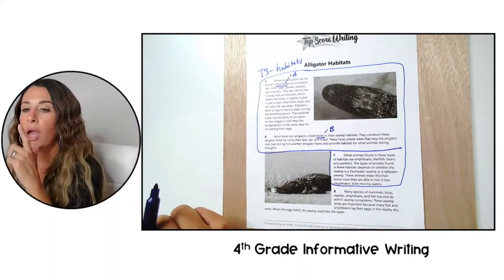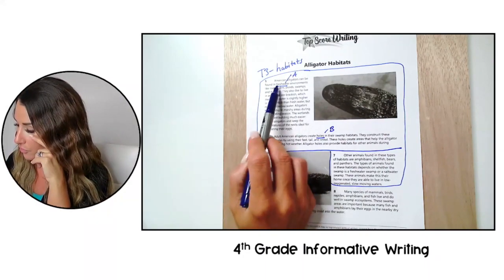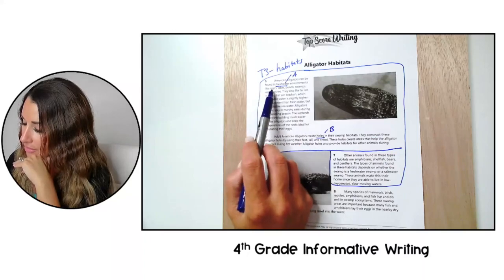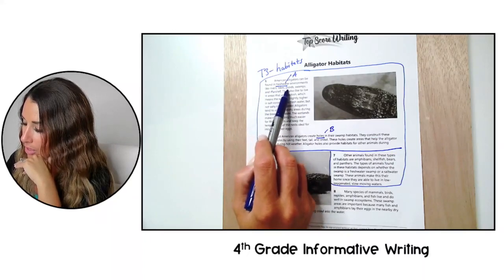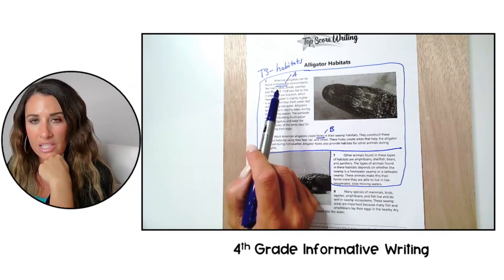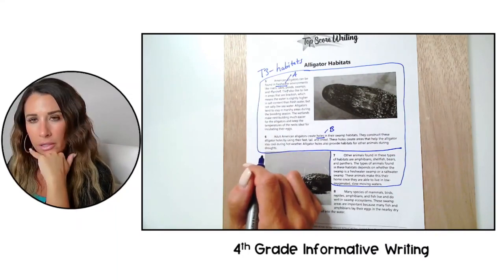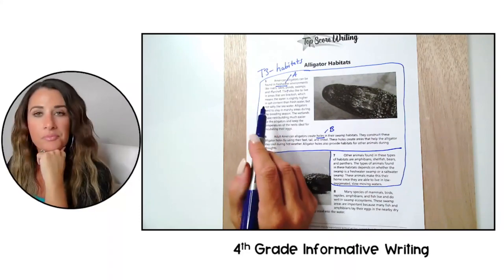Okay, now I want to ask you something. When I was reading this first sentence here about American alligators living in rivers, lakes, and ponds, could I have picked ponds as my T3? What do you think about that? Could that be a topic, the ponds?